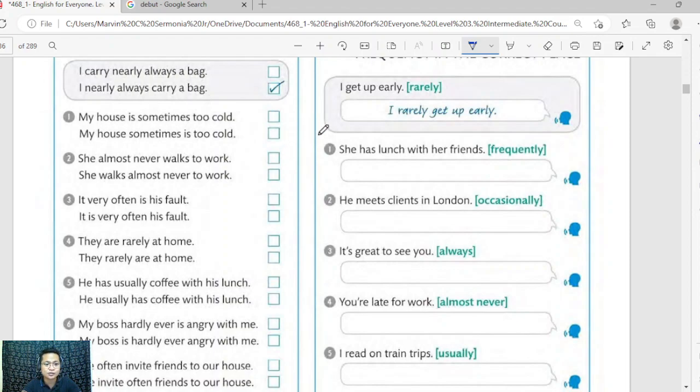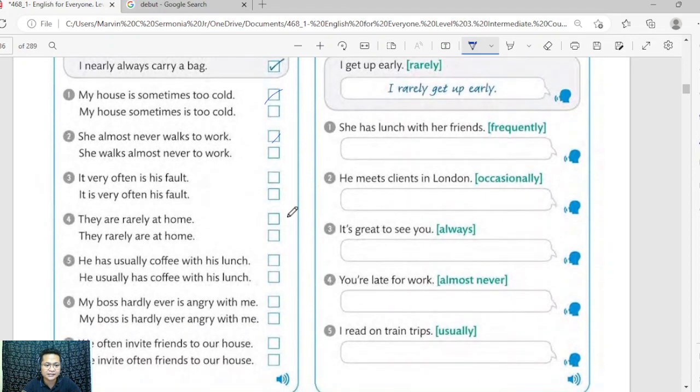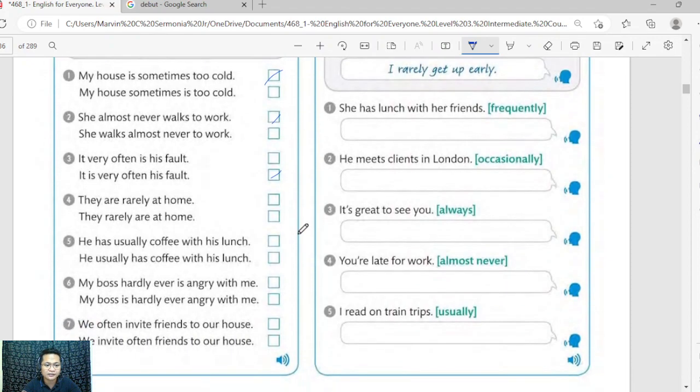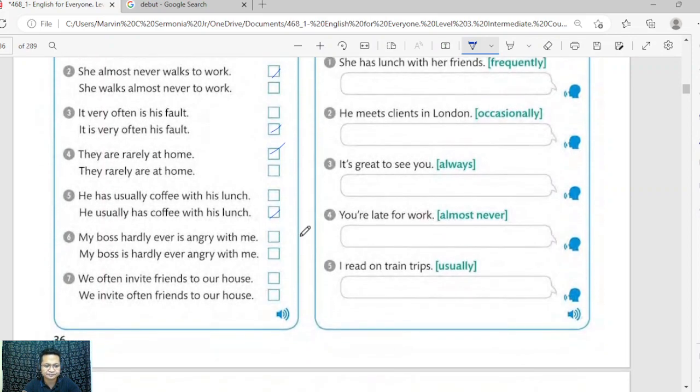First one, the correct answer is my house is sometimes too cold. Number two, she almost never walks to work. Number three, it is very often or often his fault. Number four, they are rarely at home. Number five, he usually has coffee with his lunch. Number six, my boss is hardly ever angry with me.